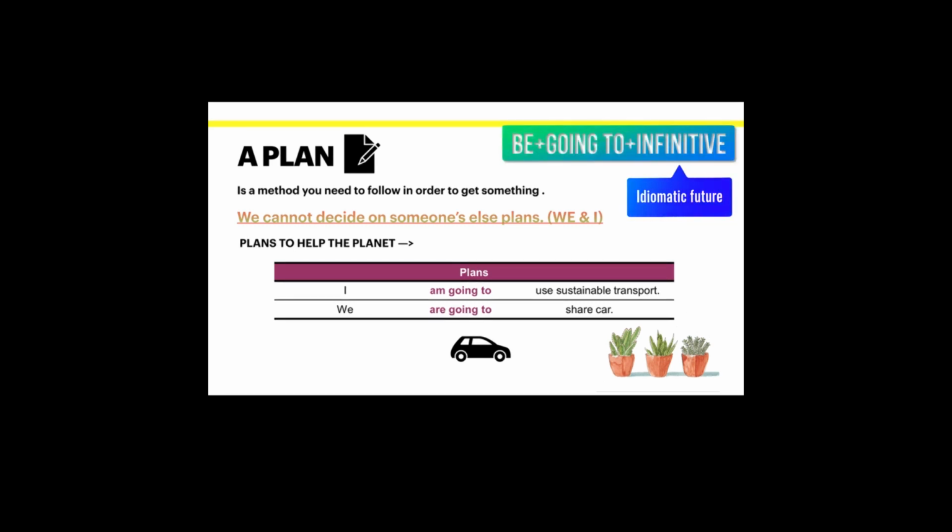This structure in English is called the idiomatic future. And as you can see, it consists of be, which is am, is, or are, going to, plus a verb in simple form.